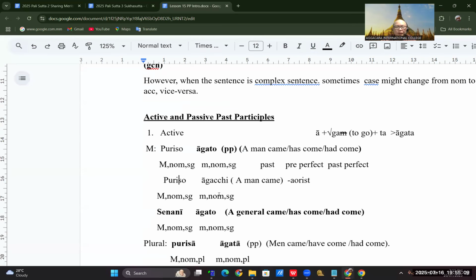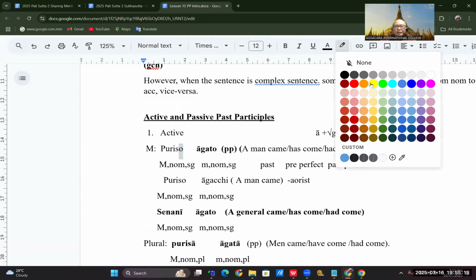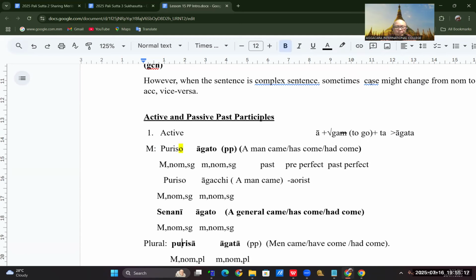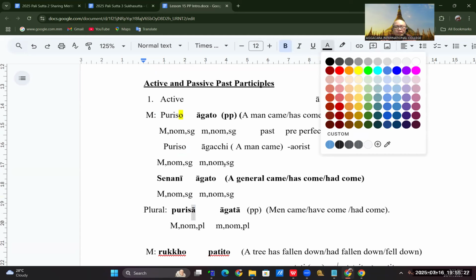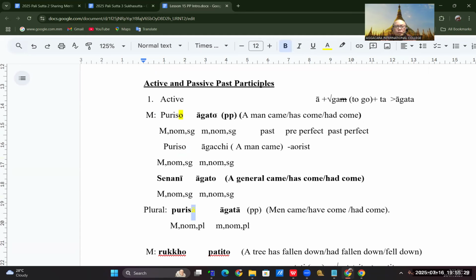Okay, this one. So earlier on, Puriso, always see the ending. Here it becomes Purisa. So earlier on, Puriso Agato, singular. Here will be Purisa Agata. Right?